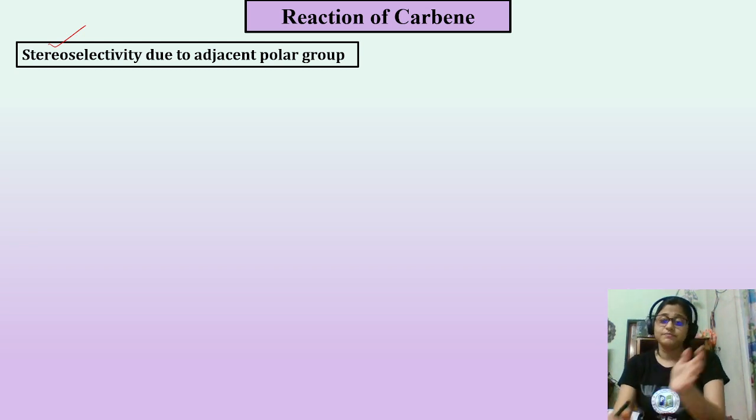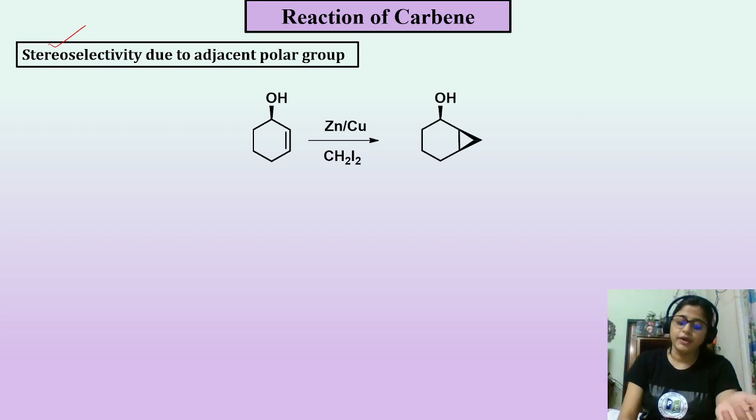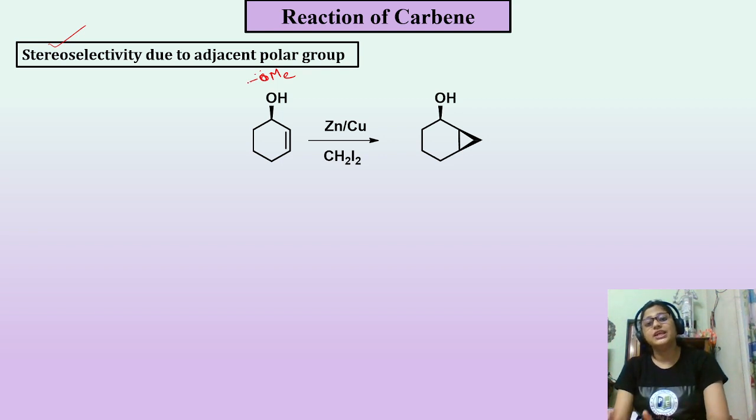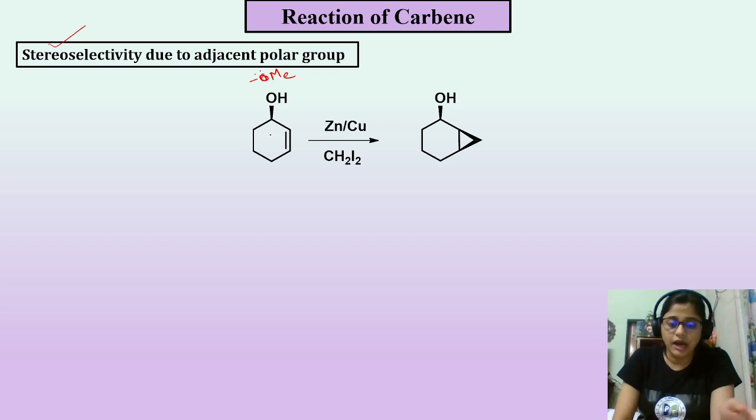group is present. So take an example like this. When a polar group like OH, this can be OMe, these kinds of groups are present, which have a lone pair and can chelate with the metal. The reason is actually chelation. That we will understand and read.